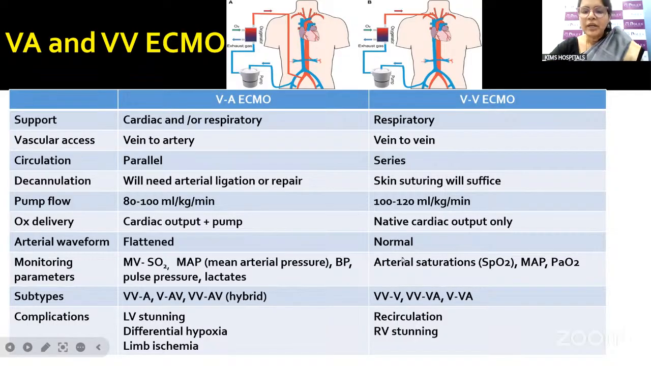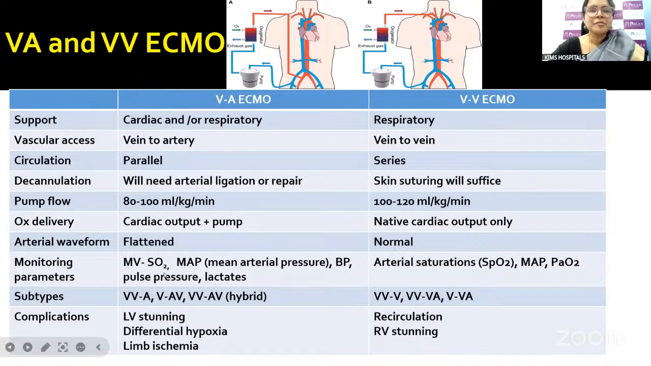So if you start VV ECMO, you expect that the patient's saturations and PaO2, oxygenation in the blood gases, would begin to improve. On the other hand, in VA ECMO, which would support both the heart and the lungs, improvement is assessed by the parameters that represent perfusion, such as mean arterial pressure, the blood pressures, the patient's lactates in the blood gases, and mixed venous saturation. So mixed venous saturation again gives us an important assessment of the patient's cardiac output and the perfusion.